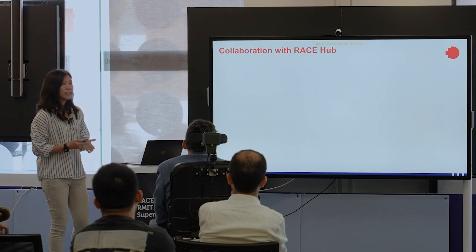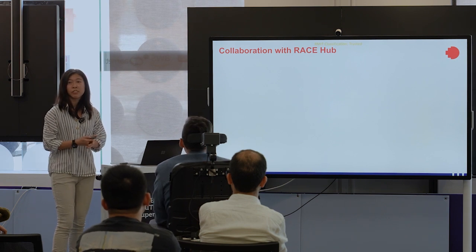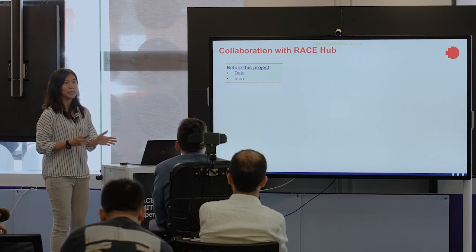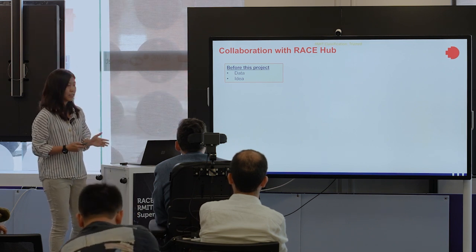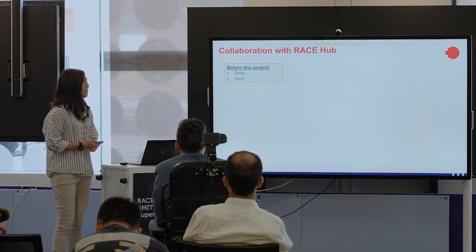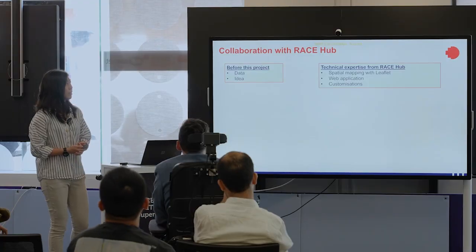Now, in summary, this was done in collaboration with RaceHub through this demonstrator showcase project. Before this project, what I had was just ideas and data. Like I mentioned, this project was all done from scratch over this past 2 months. And with the technical expertise from RaceHub, with Pat's help, Mohammed's help, we were able to identify the appropriate tool to use for visualization for spatial mapping using a JavaScript library called Leaflet.